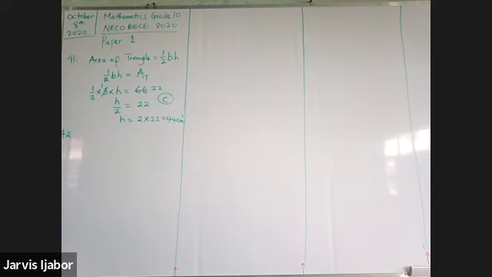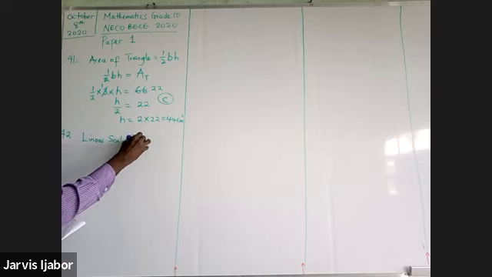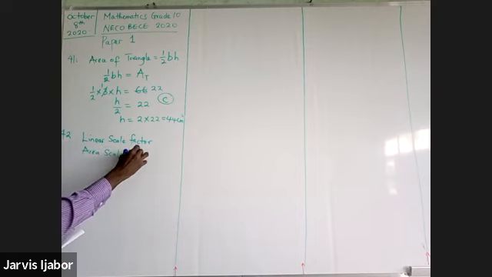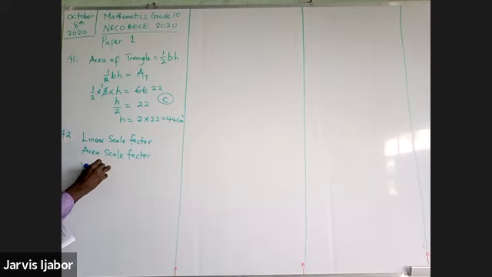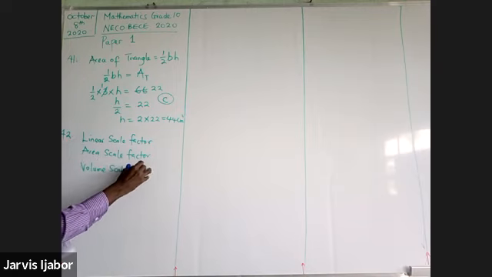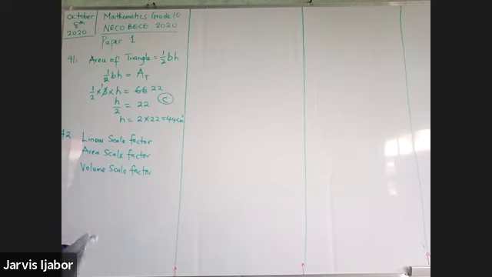In question 42, we are told that the radii of two similar beakers are 3 and 4 cm. If the volume of the smaller one is 27 centimeter cube, find the volume of the bigger one. This is testing your knowledge of linear scale factor, area scale factor, and volume scale factor. Scale factors are essentially expressed as ratios.